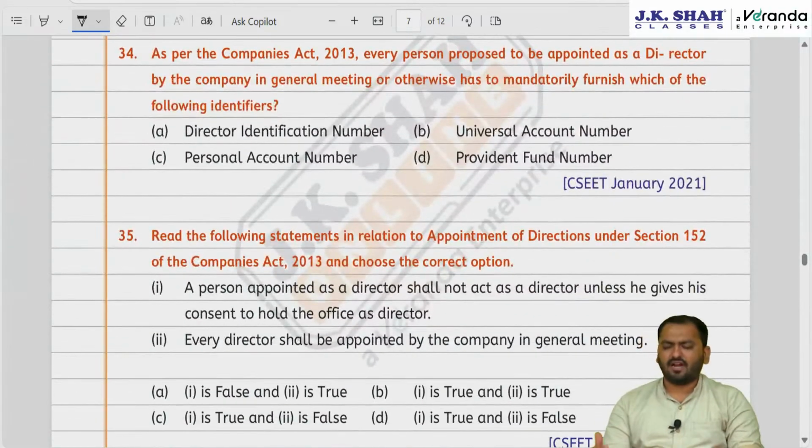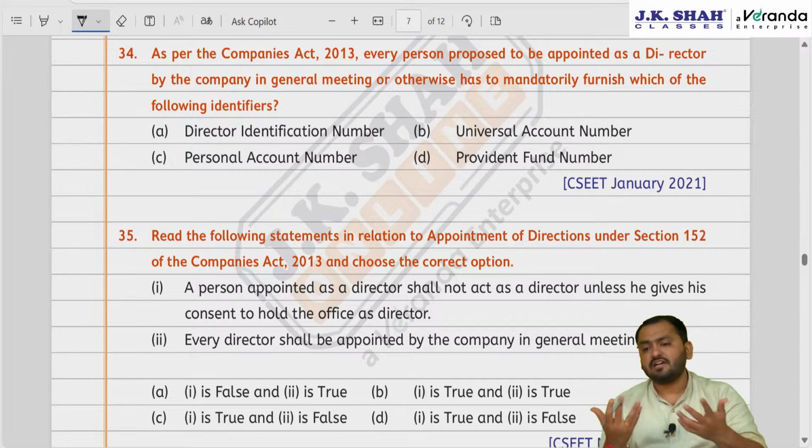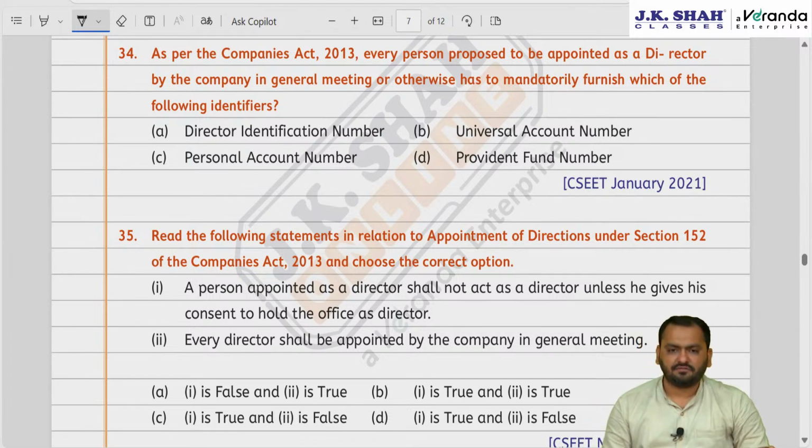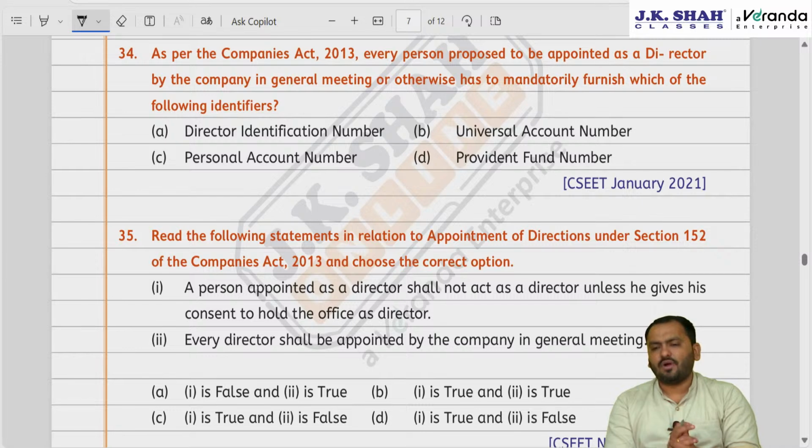Because you know, a company is an artificial person. A company needs a natural person to act on its behalf. So who is that person who acts on behalf of the company? The answer is the board of directors.